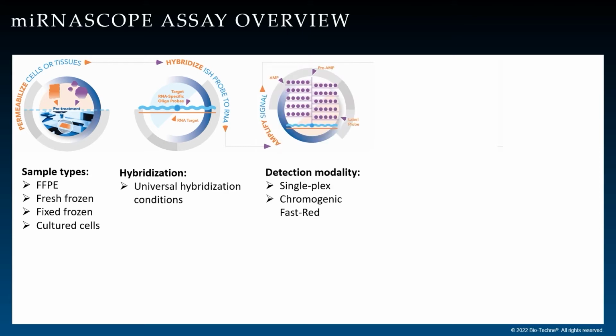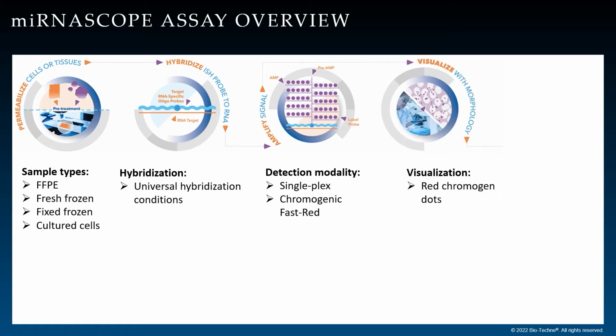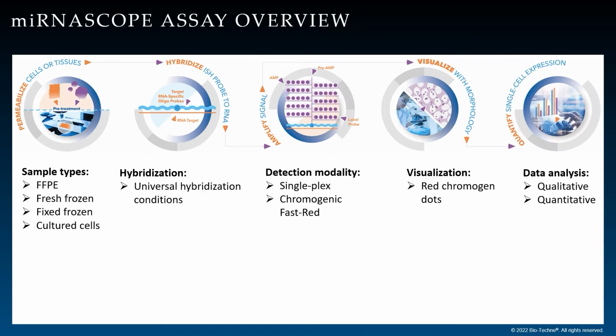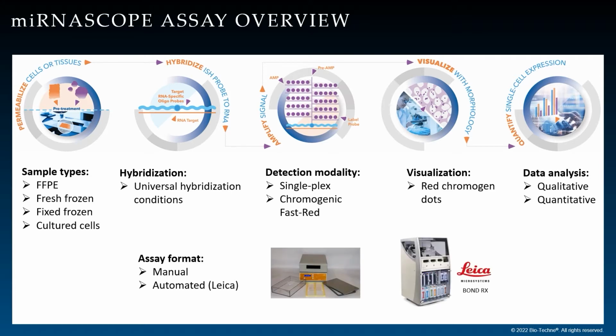The signal amplification trees built during the miRNAscope assay afford singleplex detection using alkaline phosphatase and the Fast Red chromogen. The red signal can appear as punctate dots, as merged signal from multiple spots, or as cell-filling signal for very abundant targets. miRNAscope results are suitable for both qualitative and quantitative methods of data analysis. This assay is available for the Leica BOND RX and as a manual assay.